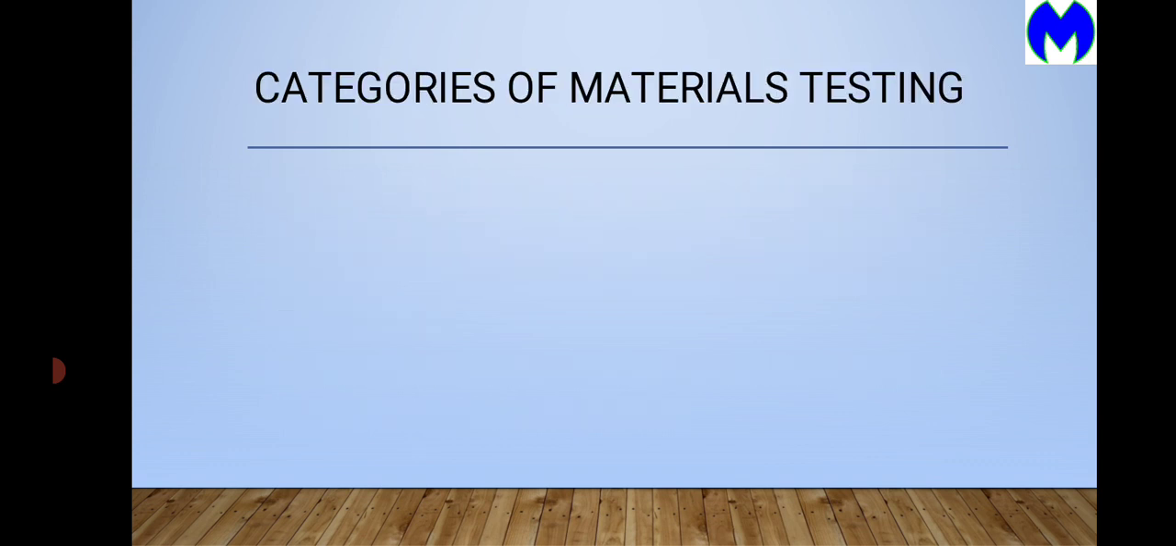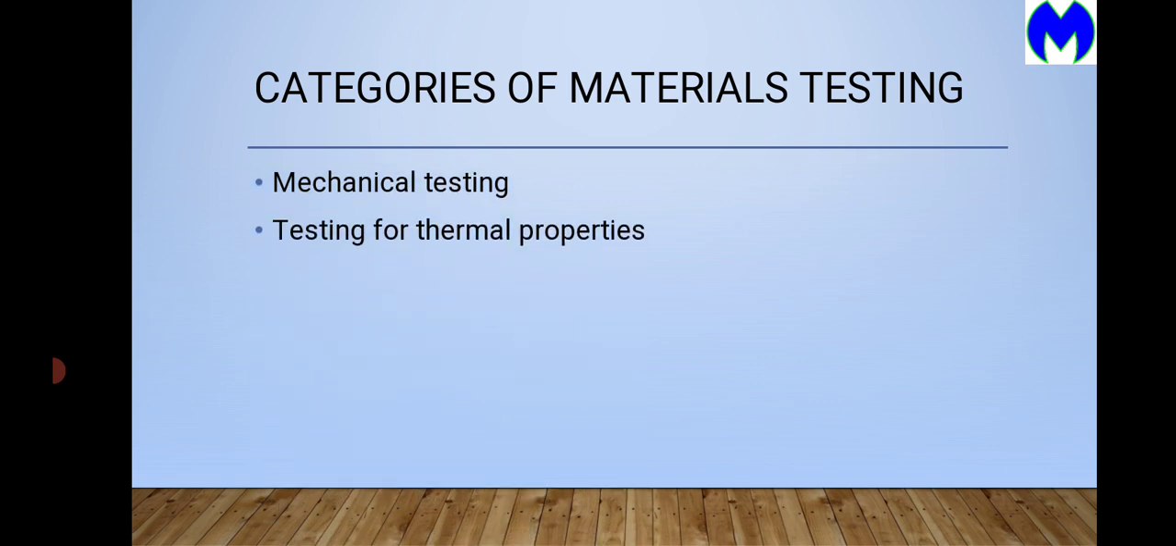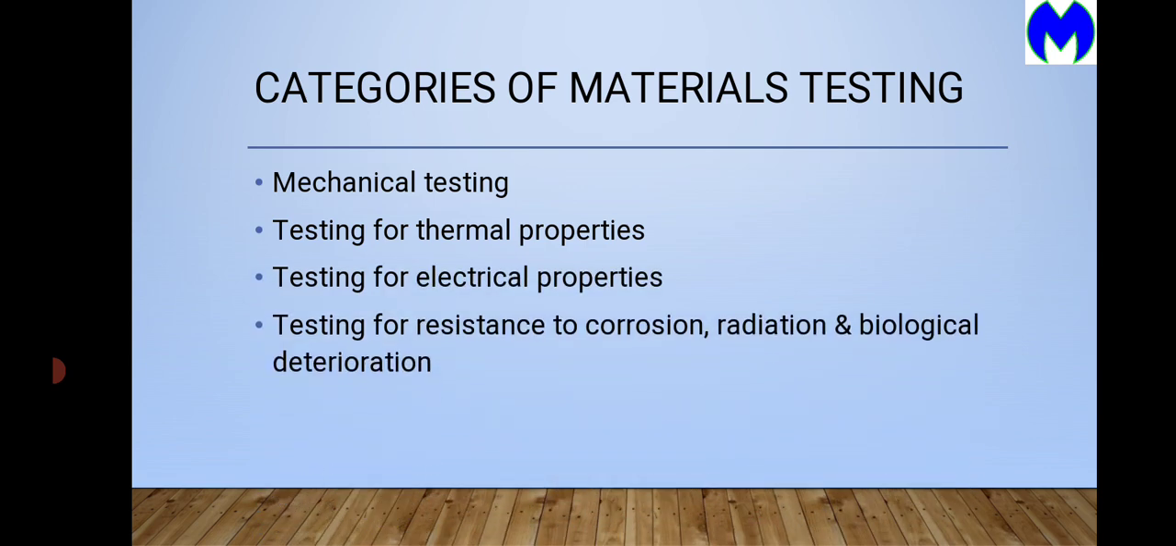Okay, so we have the categories of material testing. We have mechanical testing, testing for thermal properties, testing for electrical properties, testing for resistance to corrosion, radiation, and biological deterioration. We also have non-destructive testing. So what are these? As we go on with the subject, you will learn what tests are being referred to, examples, and the procedure to perform those different material tests.